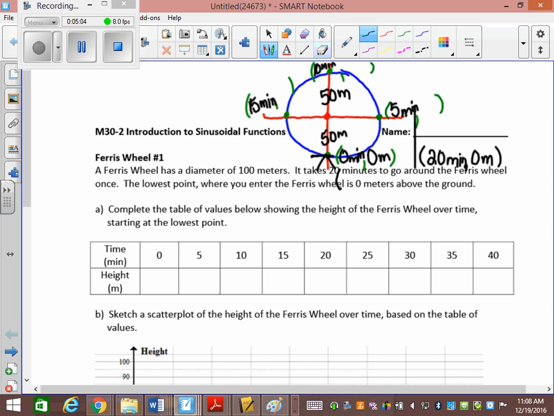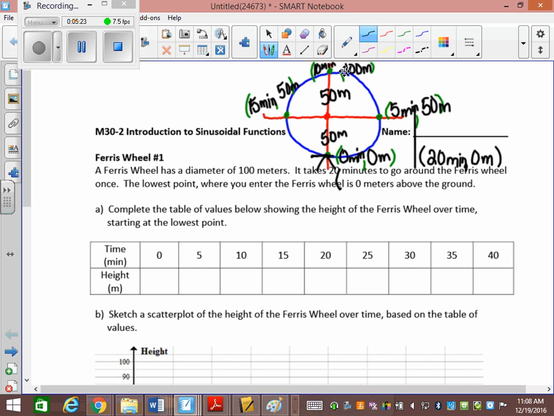So this one is going to be at 5 minutes, I'm at a height of 50, because I climbed up 50 meters. At 10 minutes, I'm at how many meters? 100, because I got on at the ground. This one, I'm back down to 50. And then this one, I'm back down to 0.